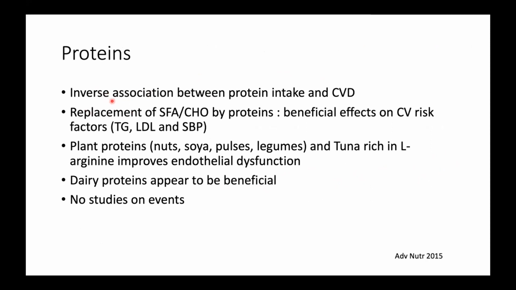Protein has an inverse relation between protein intake and cardiovascular disease, meaning if you increase the protein intake and replace your carbohydrate with protein, it has beneficial effects, and it is going to reduce your LDL, triglyceride, and even the systolic blood pressure. And plant protein, especially fish and pulses, have been shown to improve endothelial dysfunction, which is the precursor of atherosclerosis. And dairy proteins, we have already discussed, are beneficial.